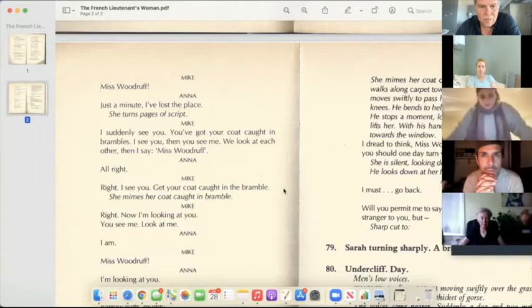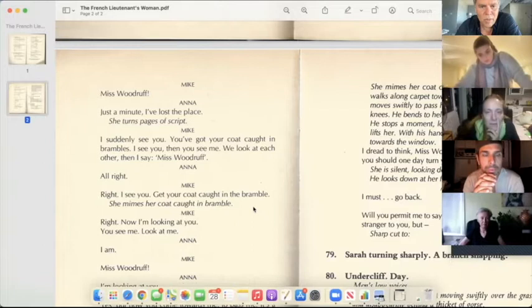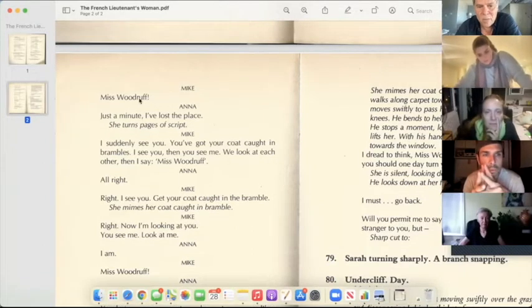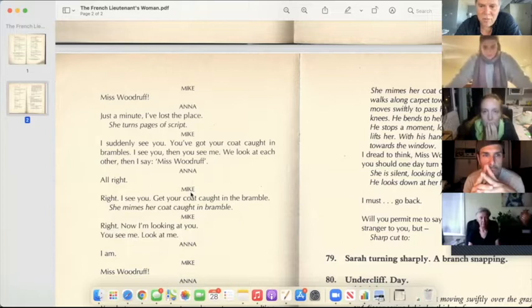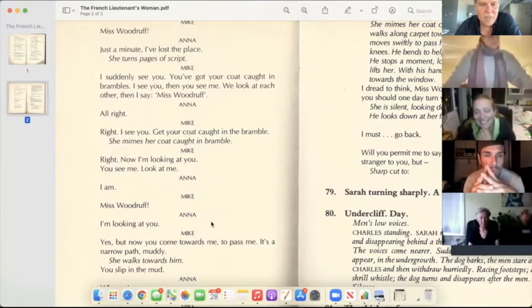Miss Woodruff? Just a minute, I've lost the place. She turns pages of script. So Miss Woodruff is the character that Anna is playing, Sarah Woodruff, right? So he's doing a line from the script, Miss Woodruff. And she goes, just a minute, I've lost my place. Now, she's American and then plays a British accent, right? And he's actually English.